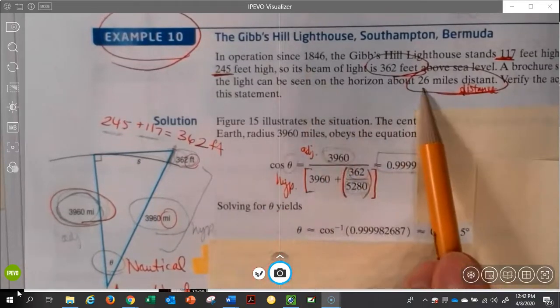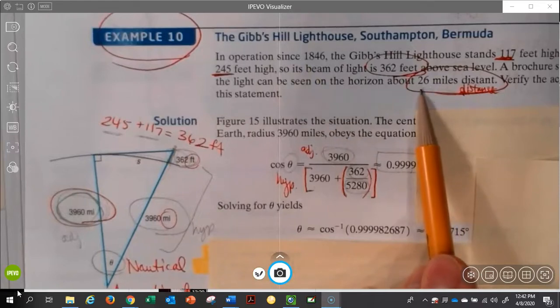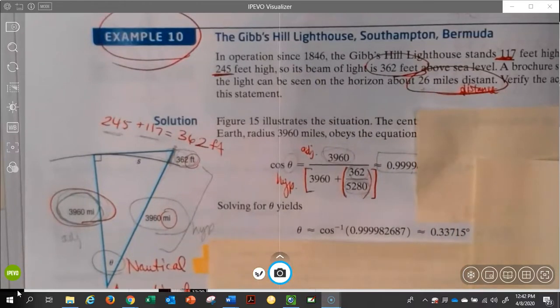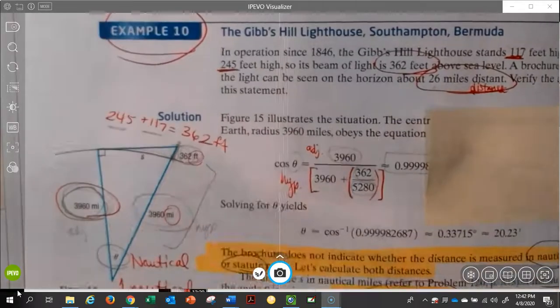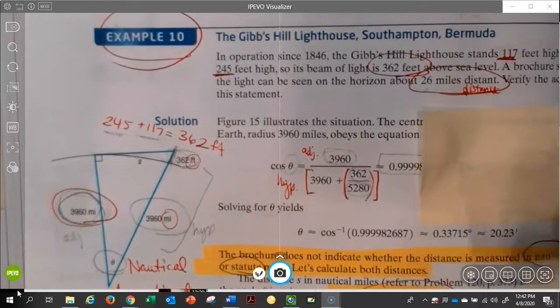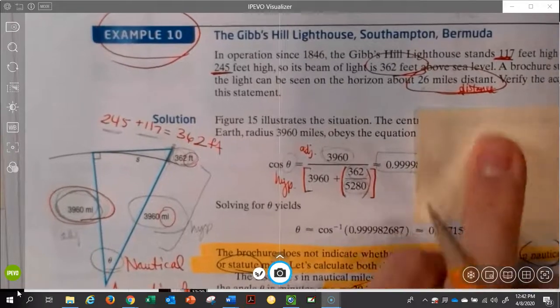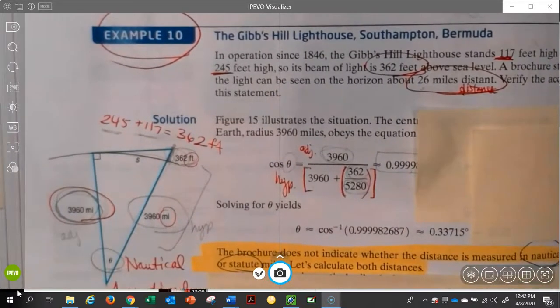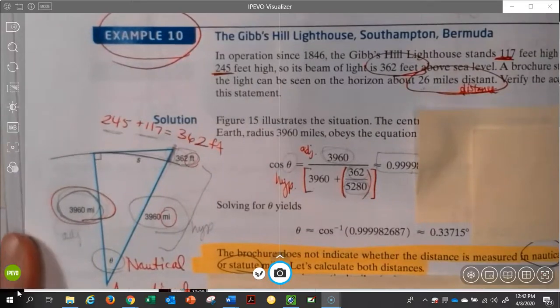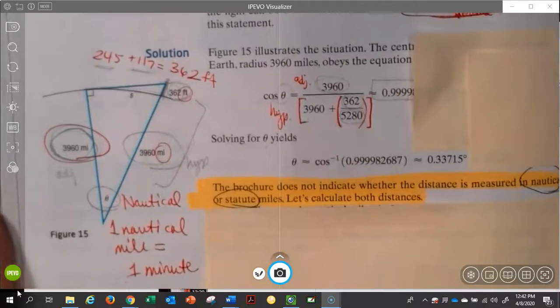Because remember the original question was, the brochure said 26 miles. And we're about to find out, is that right or is it not right? And we're going to go at it a couple of ways. However you're doing vocabulary, you need to pay attention right now with your sticky notes or index cards or highlighters or something, because here comes a definition. It says the brochure does not indicate if this is talking about nautical miles or statute miles. So let us calculate both.